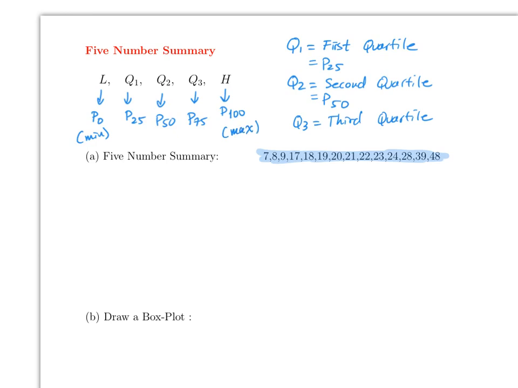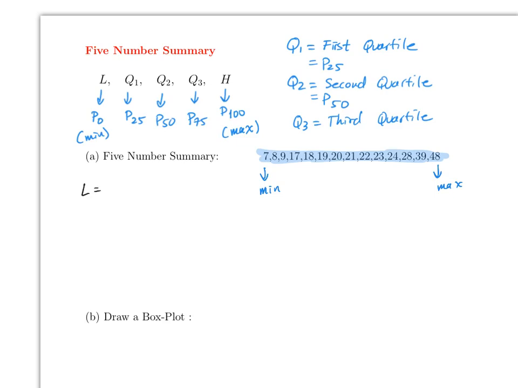The only ones you actually had to find are these three, because this is already given. This is the smallest, and this is the maximum. So you don't have to find this. This is the minimum, this is the maximum, so they are given. So we have done all the work already.